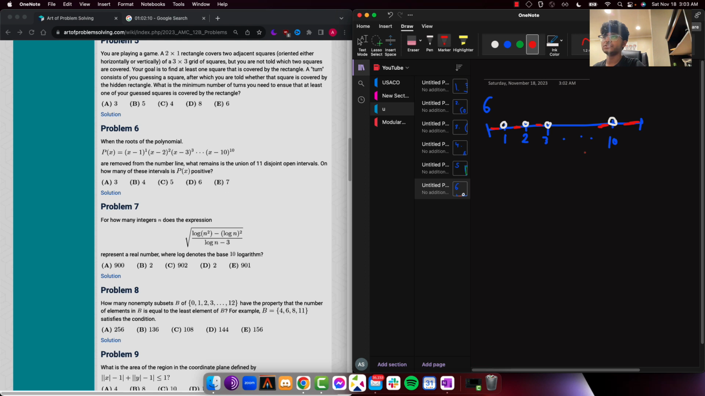On how many of these intervals is p of x positive? So, okay, I think what we have to do is look at the graph. We have to imagine the graph of p of x, because if you look at the graph of p of x, then when it's above the x-axis, that's when it's positive, and when it's below the x-axis, that's when it's negative, because the y value dictates the value of the function when you graph it.